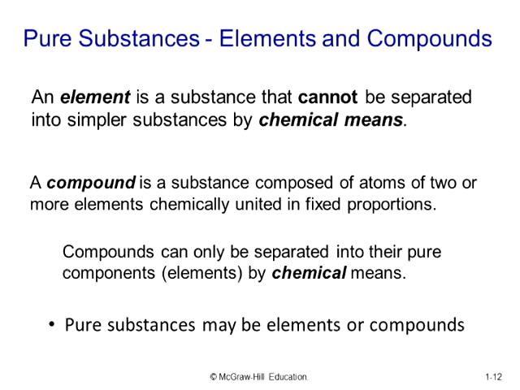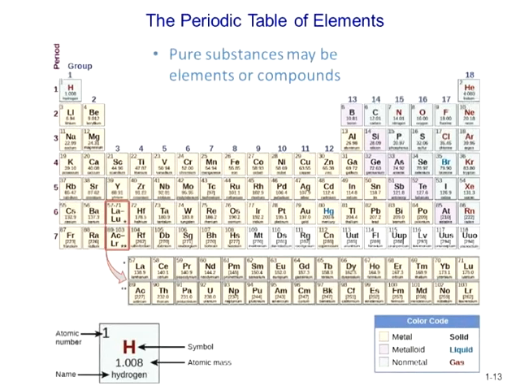Pure substances may be elements or compounds. That is a take-home key point that you do well to retain. Pure substances may be elements or compounds. And if you take a look at the periodic table, you'll be able to identify pure elements right away. If it's on the periodic table, it's a pure substance.